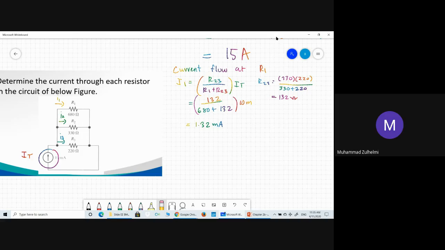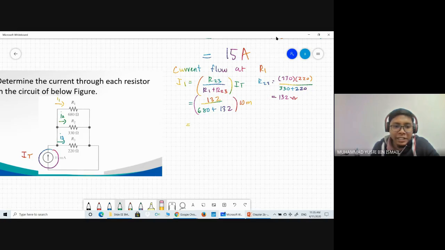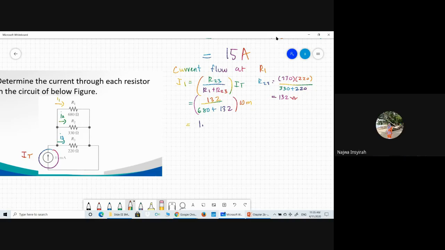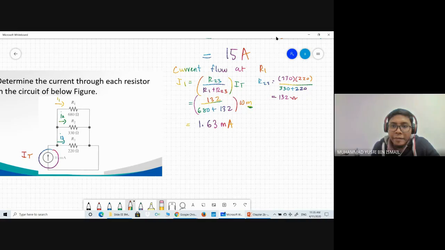Betul. Alright. So, saya percaya lah dekat student-student saya. Jadi 1.63 milliampere. Make sure sebab ni milli. Okay, saya salah tekan kalkulator. Betul 680 campur 132. 132 bahagi answer kali 10 milli. 1.63. Okay, betul.